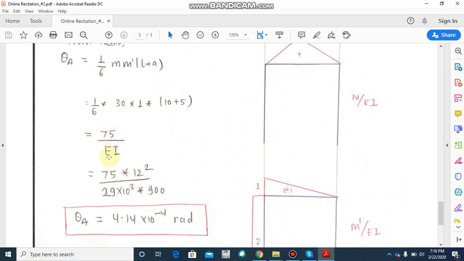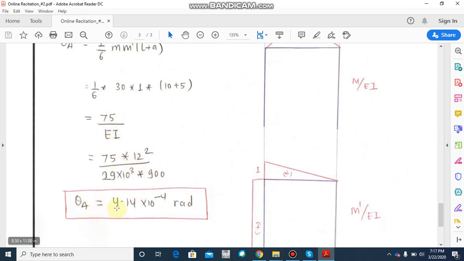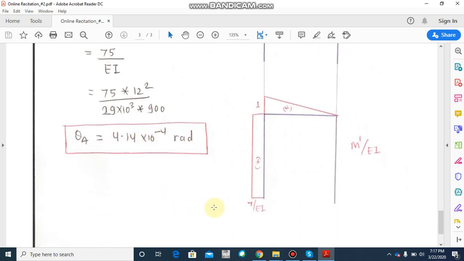So put the value of E and I and check your units, and you will get theta A equals 4.14 times 10 to the power minus 4 radians. That's the answer. Thank you.